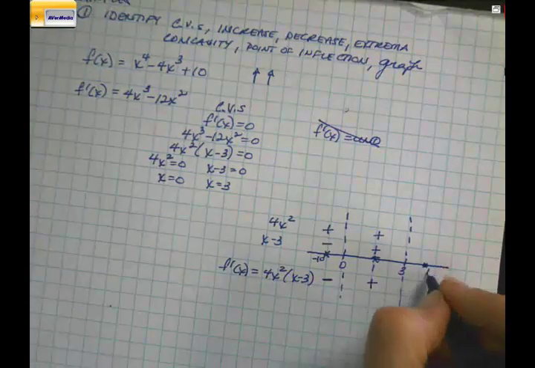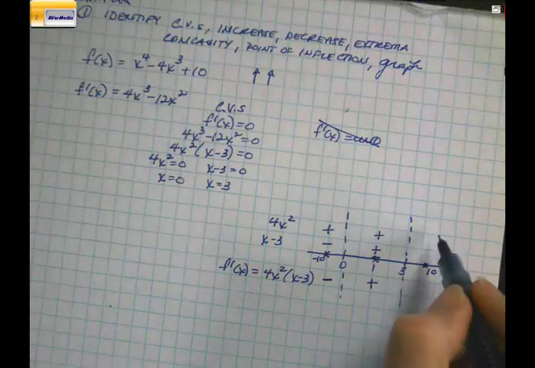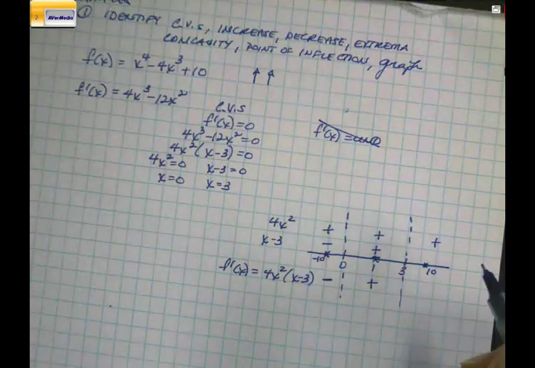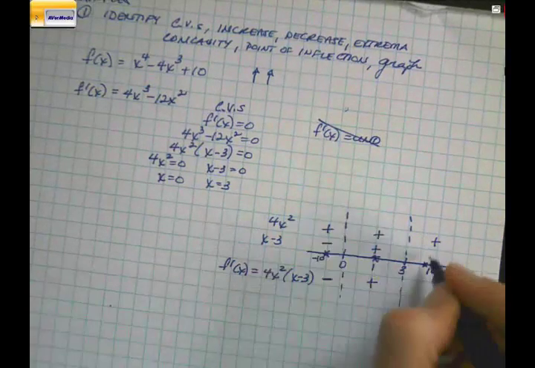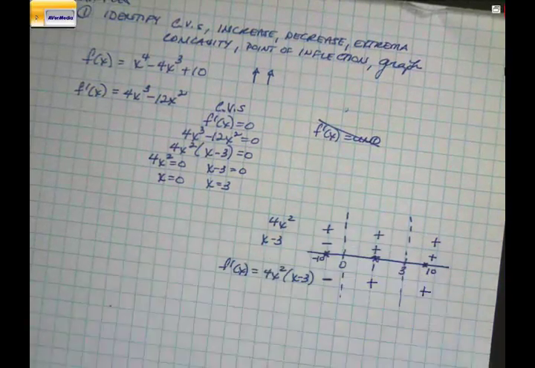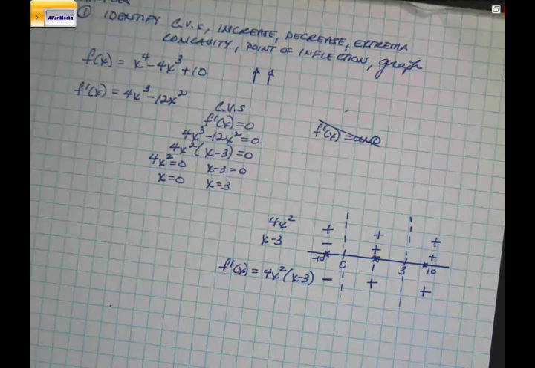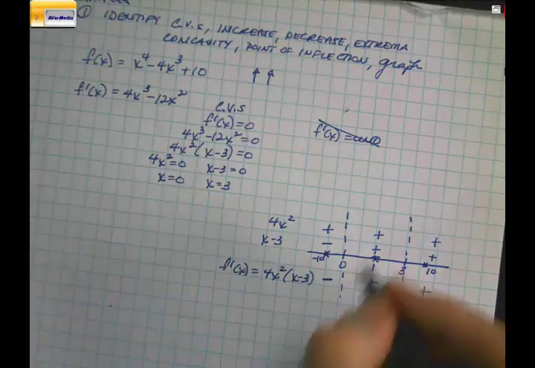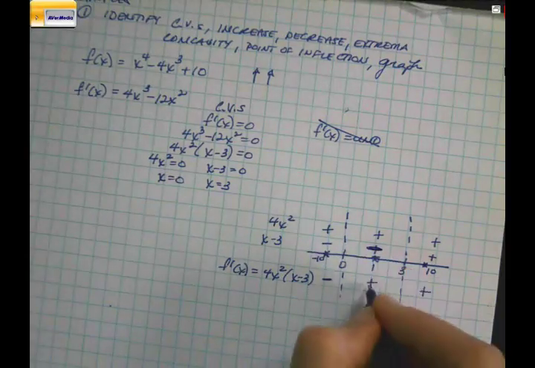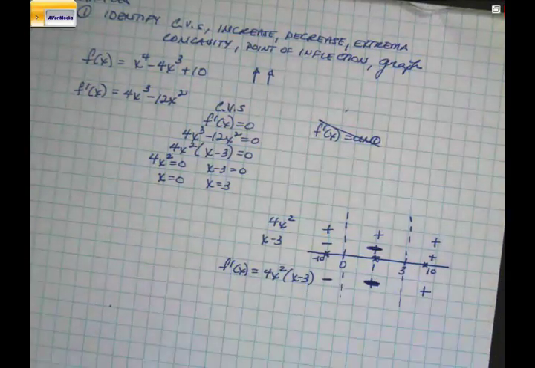Pick a test point, say, 10. 4 times 10 squared is 4 times 100, which is 400, which is positive. 10 minus 3 is a positive 7, which is positive, and so that will be a positive result. Did I do one wrong? Yeah, the second one should be negative. Thank you. This guy should be negative, and so this guy should be negative. Y'all be certain and fix that.